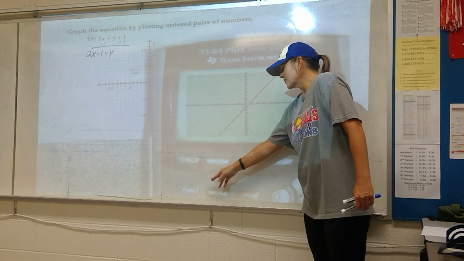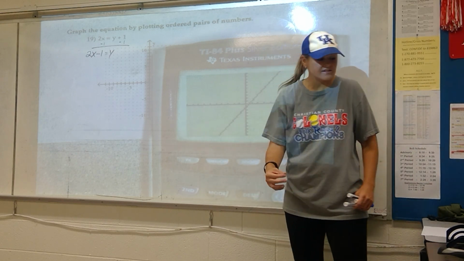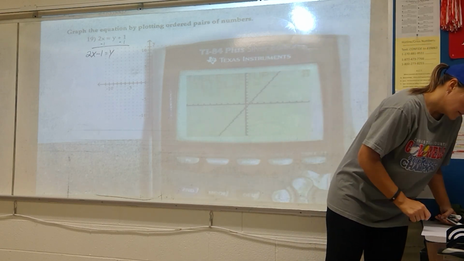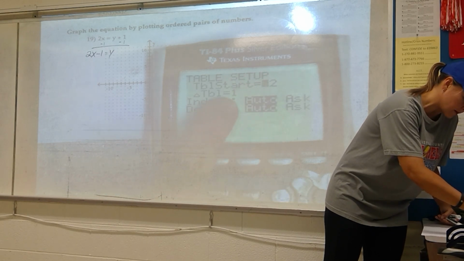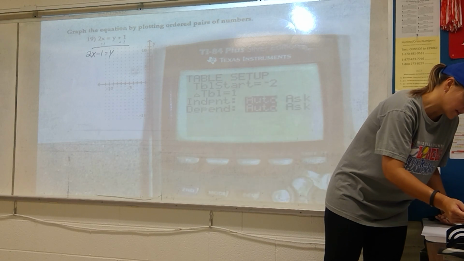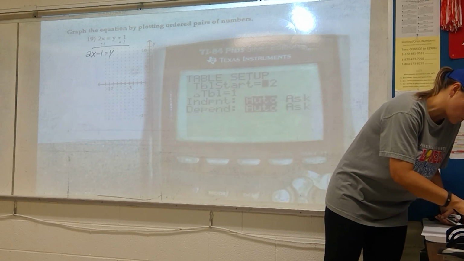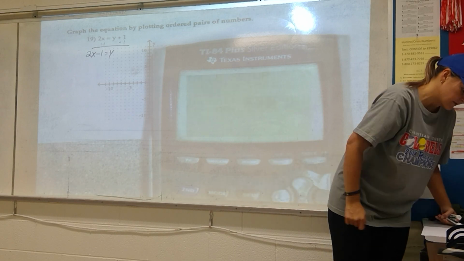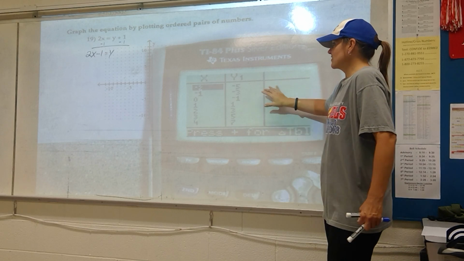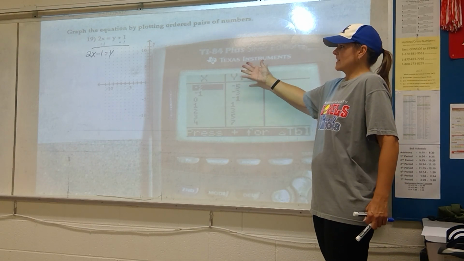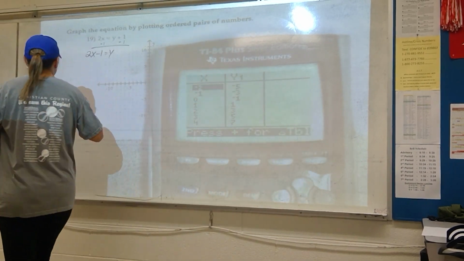Now, don't just go to second table. You want to set your table. So I'm going to go to second window, which is table set. And table start of -2 actually is good. We want to change a 1. Auto and auto should be selected. So that's how we're going to set our table. And then we're going to look at our table with second graph, which is second table. Now, on the test, you've got this. So I would copy, I would say anywhere from 3 to 5 points. The more the better on your paper for your test to get full credit.